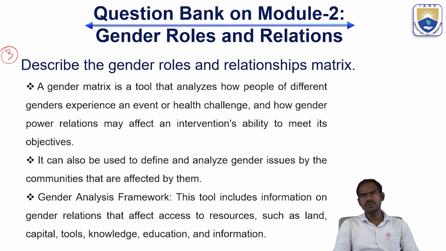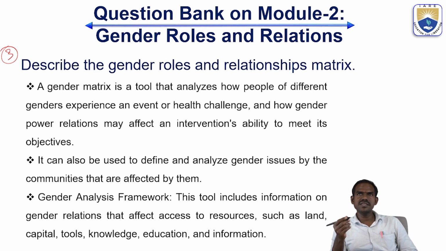Gender matrix is a tool that analyzes how people of different genders experience an event or health challenge, and how gender power relations may affect an intervention's ability to meet its objectives. Okay. So this is the perfect and clear-cut definition of gender matrix.